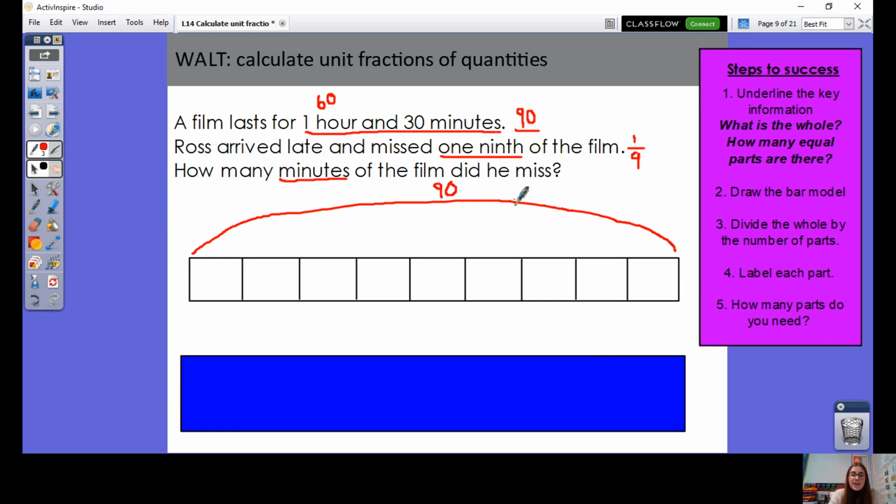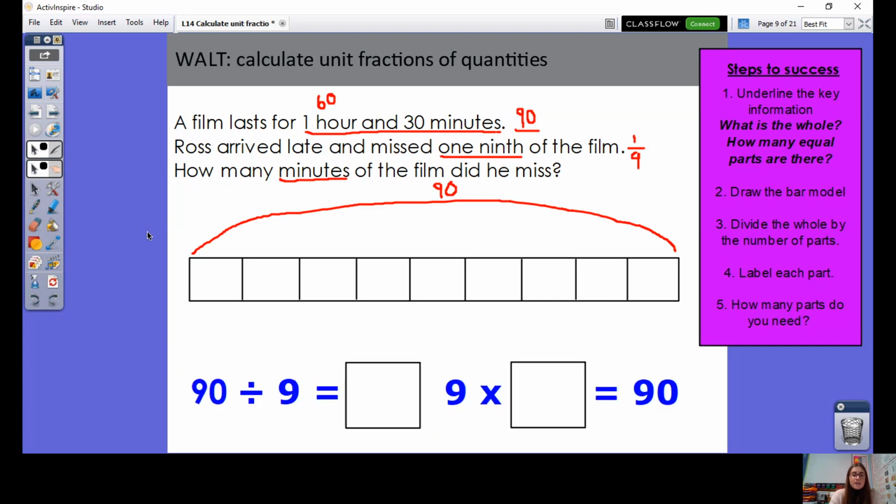And now I need to find 1/9 of 90. So using my times tables knowledge again, I know that 90 divided by 9 is equal to 10. And therefore, if I'd use this method as well, 9 times 10 equals 90.